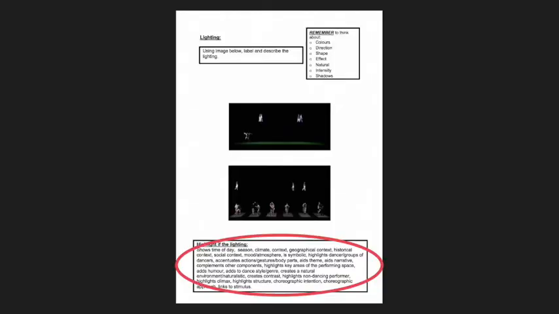Now, go through and highlight if the lighting suggests a certain aspect about the piece. For example, you could highlight the phrase, highlights key areas of the performing space, as the rectangular blocks define the space and suggest windows of a train or a room. You have 2 minutes.